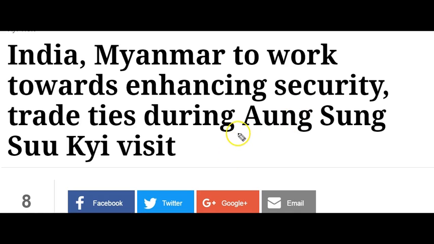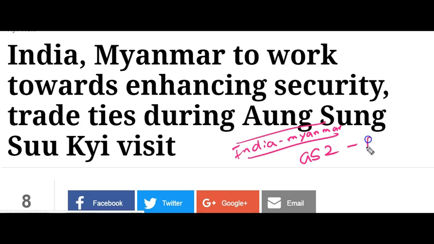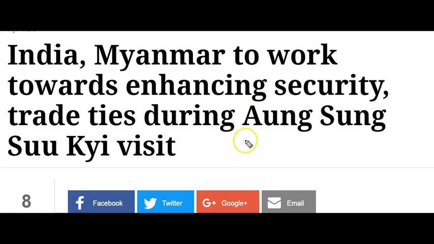This article deals with India-Myanmar relations and the recent developments. The topic is coming in GS paper 2, India and neighbors. Recently, Myanmar's top leader visited India to attend the BRICS BIMSTEC outreach summit. The top leader is Aung San Suu Kyi.